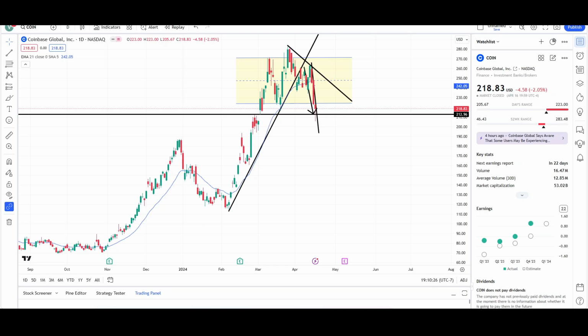I will first be going over what I see on the daily chart and then finish the video off with the weekly chart. This video is for entertainment purposes only. Please trade at your own risk. So let's take a look at Coinbase on the daily chart.